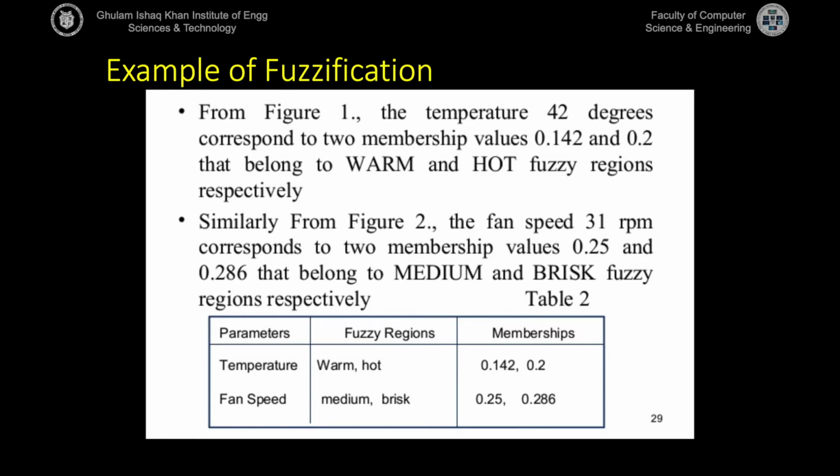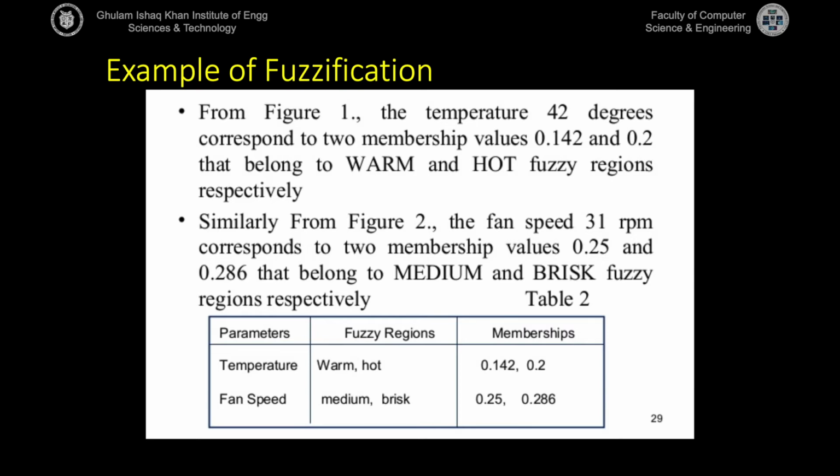And that means for fuzzy regions, for the parameter of temperature, we have got warm and hot with membership values of 0.142 and 0.2. For fan speed, we have got medium and brisk with the membership values 0.25 and 0.286. That is given. Alright, that means that now if we find combinations of this, we have got 2 parameters with 2 combinations each. So in total, you have got 4 different combinations.